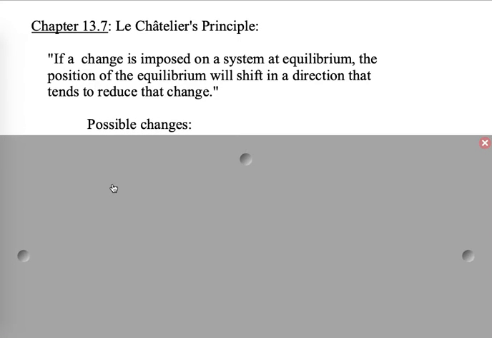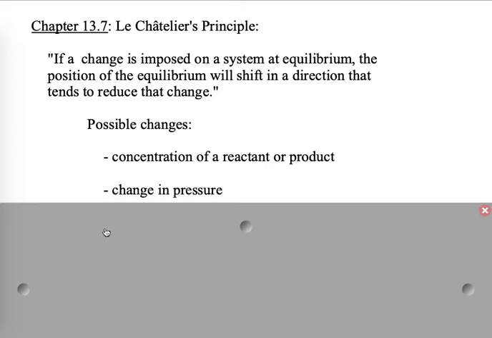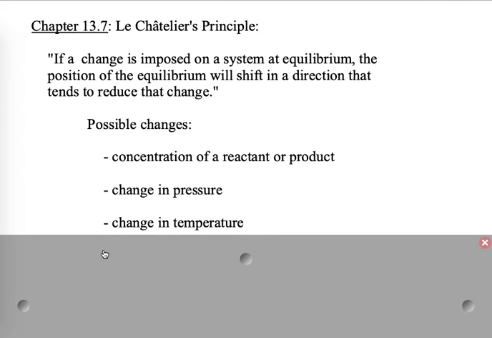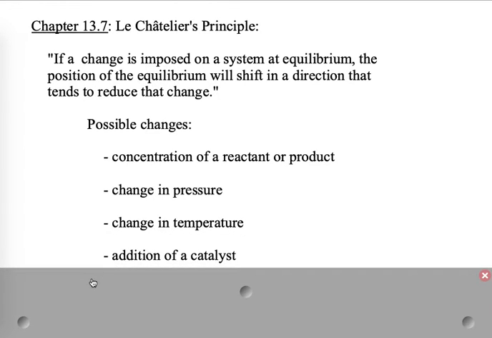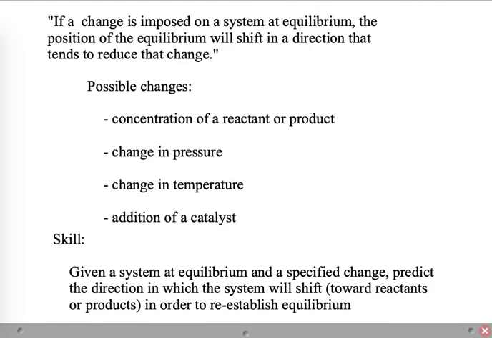And here are the possible changes we're going to consider. Change in concentration of a reactant or product, change in pressure if it's a gas phase reaction, change in temperature, and addition of a catalyst. So the skill then is, given a system at equilibrium, a particular chemical equation at equilibrium, and a specified change, predict whether the system will shift towards the reactants or products in order to reestablish equilibrium. And again, keep in mind that the fundamental principle is the system shifts in the direction that tends to minimize the effect of that change.